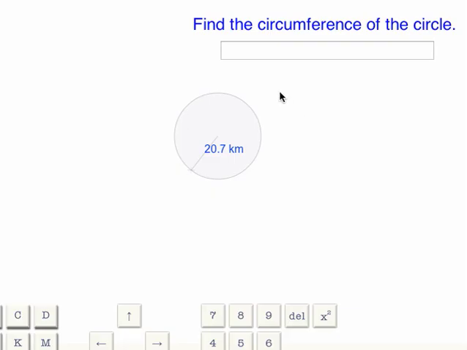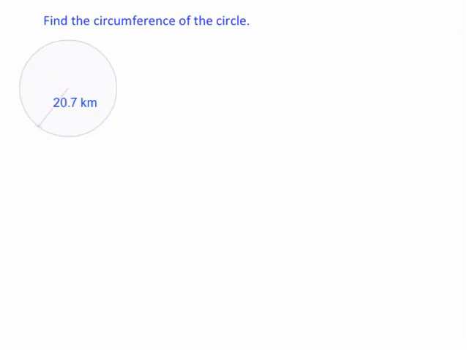We found how many times the diameter of the circle fit into the circumference, right? We unrolled the circumference and we found that the diameter fit into it pi times. So that circumference is pi times diameter. Okay? So we got that circumference was pi times diameter.